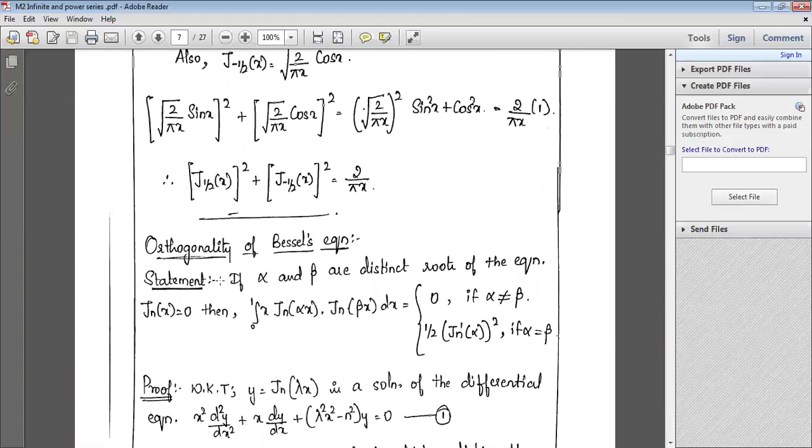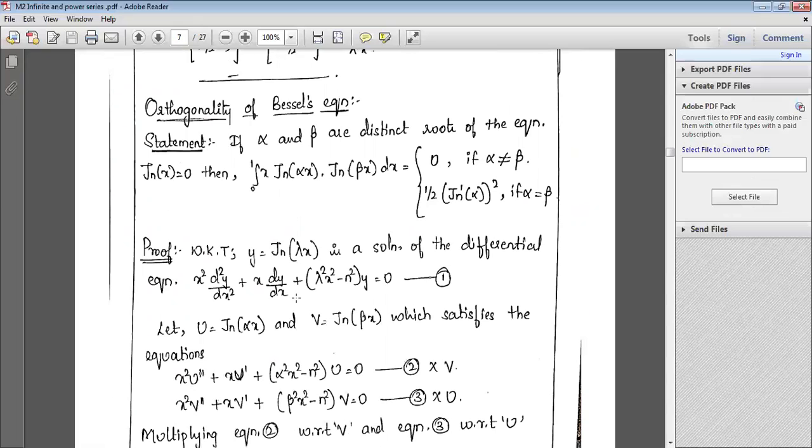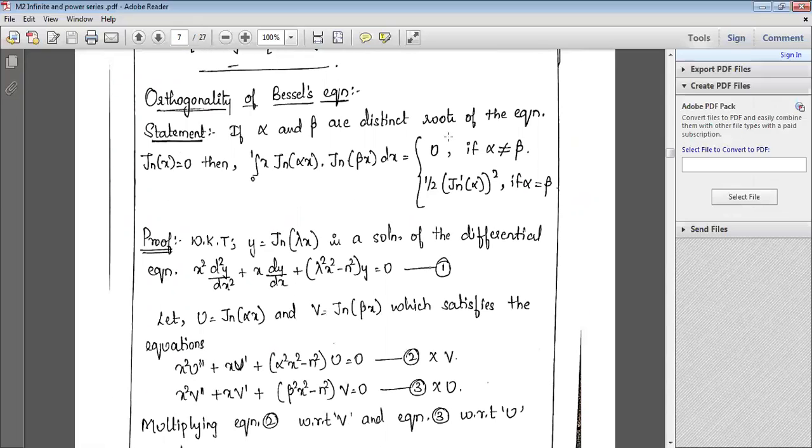See, orthogonality of Bessel's equation. I've already explained that. If you want more clarity in that, see, if alpha and beta are the distinct roots of the equation Jn of x, then the integral from 0 to 1 of x into Jn of alpha x times Jn of beta x dx is equal to 0 if alpha is not equal to beta, or Jn plus 1 of alpha whole square by 2 if alpha is equal to beta.